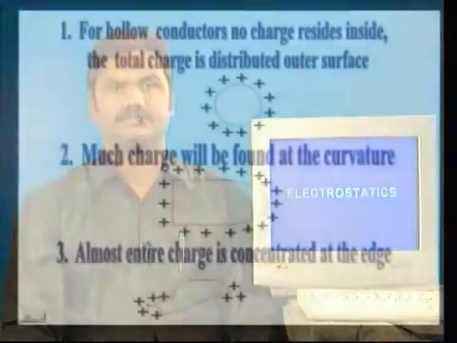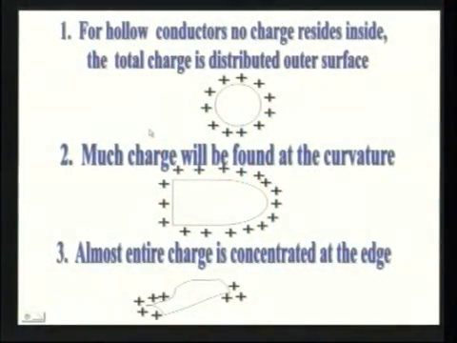Next we will move to the distribution of charges. Let us go for the field distribution of the charges. How the charges are distributed. For hollow conductors, no charge resides inside. Here there is no charge inside the sphere. The total charge is distributed on the outer surface.